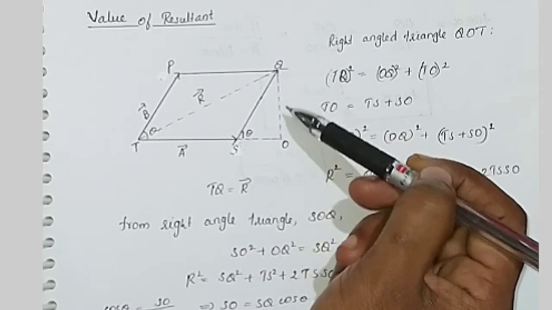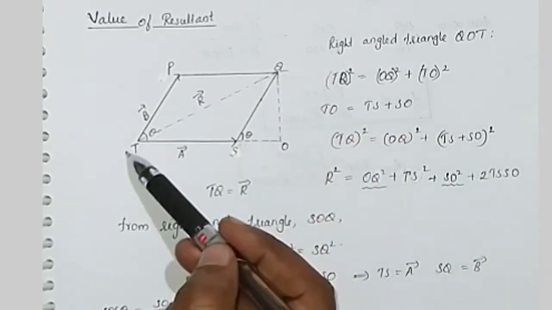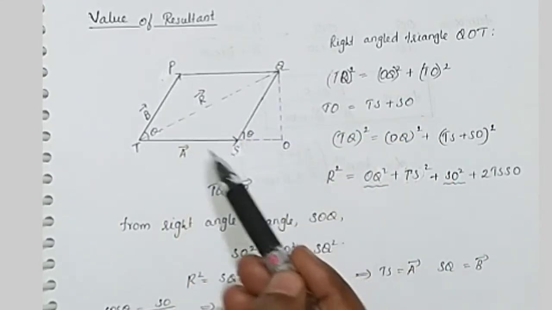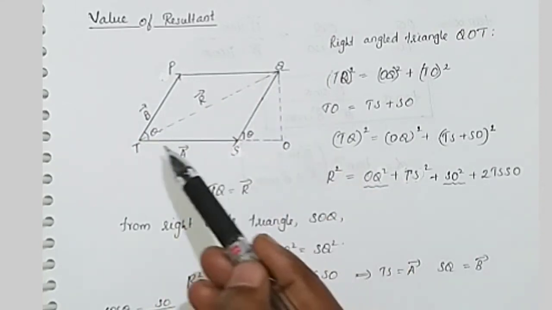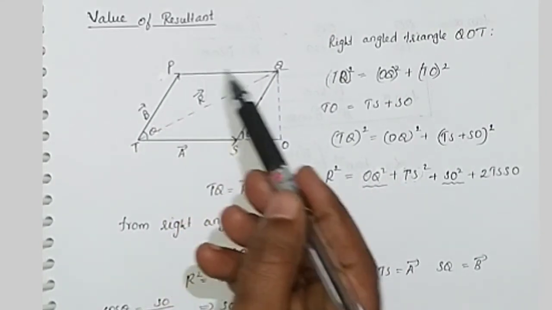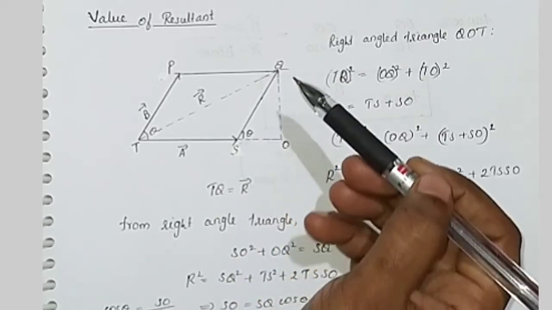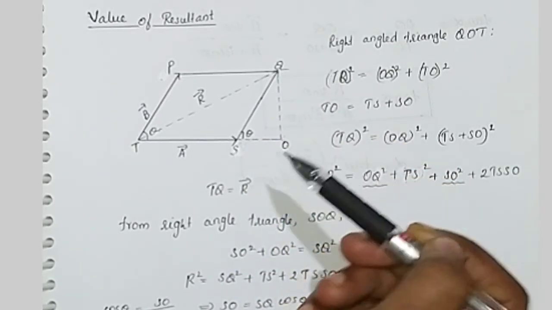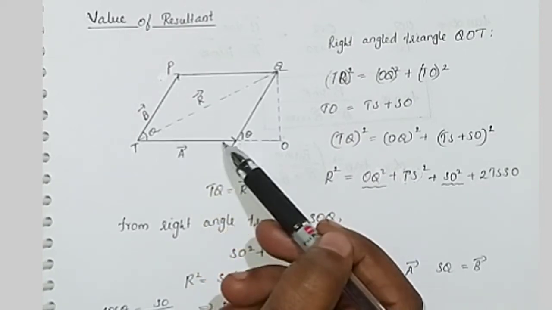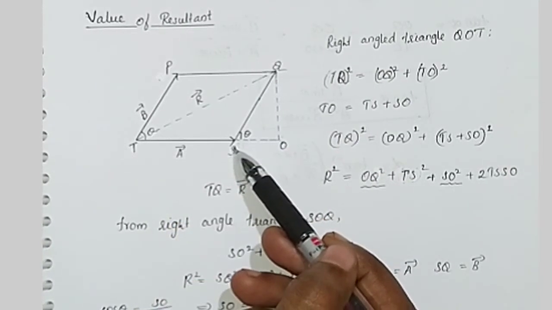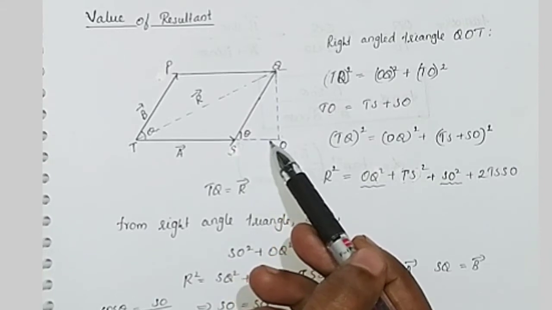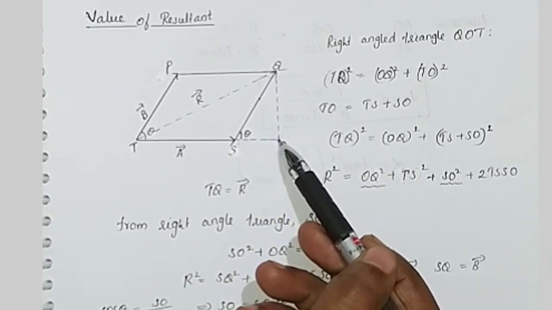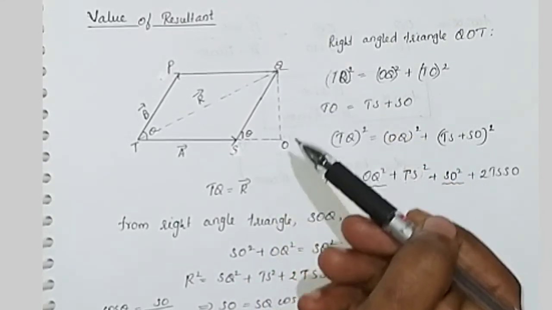As you can see in the diagram, we have a parallelogram PQST which is formed by joining two vectors and their parallel lines, and from Q we are drawing a perpendicular, and the vector A, that is the TS side of the parallelogram, is extended, which meets the perpendicular OQ.